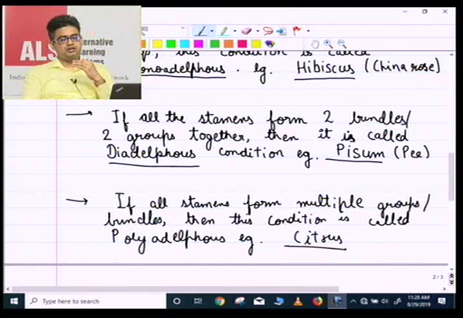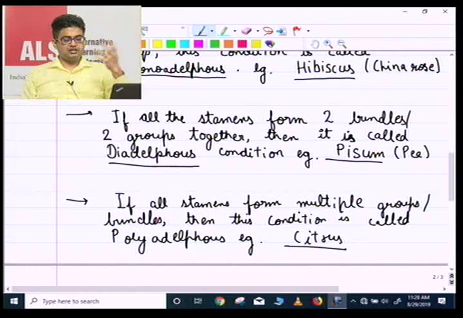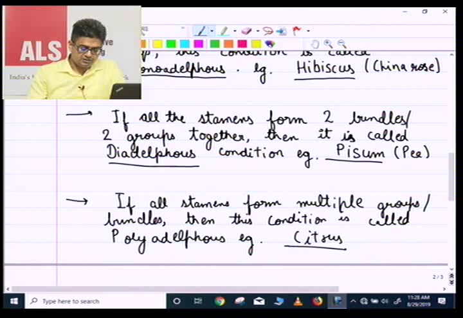orange tree, or a mandarin tree, all these are species of citrus. Citrus auriculata, citrus reticulata, citrus limona. All these are varieties of citrus. And all citrus flowers show 5 bundles. Actually it is 5 bundles, but we call it polyadelphous. It can be 5 or more than 5. We do not concern ourselves with this. It is called polyadelphous condition. Example, citrus. Okay. All right.